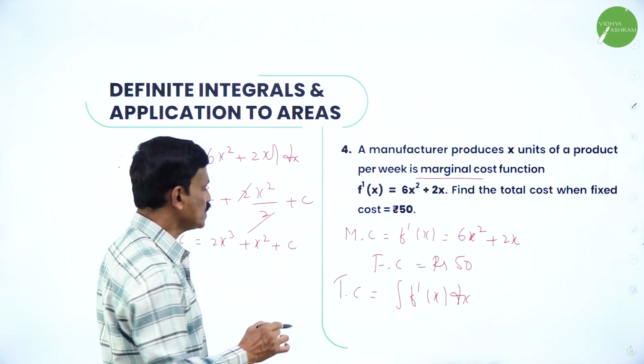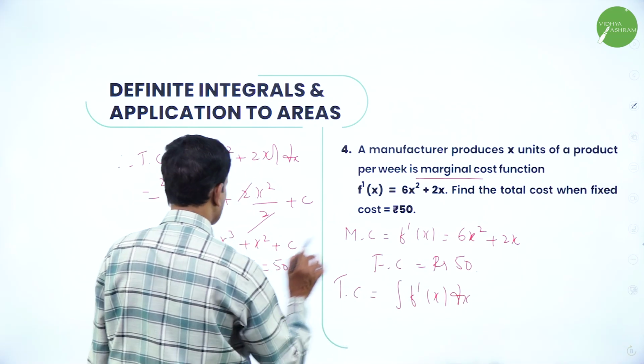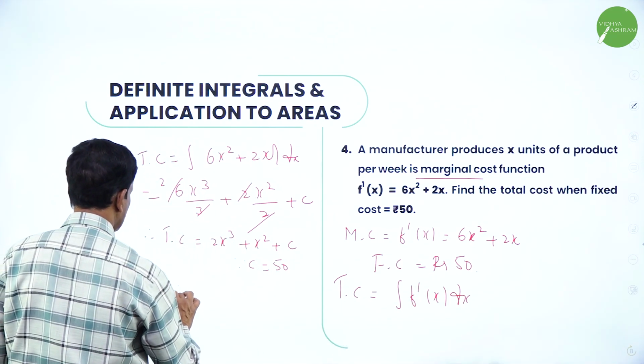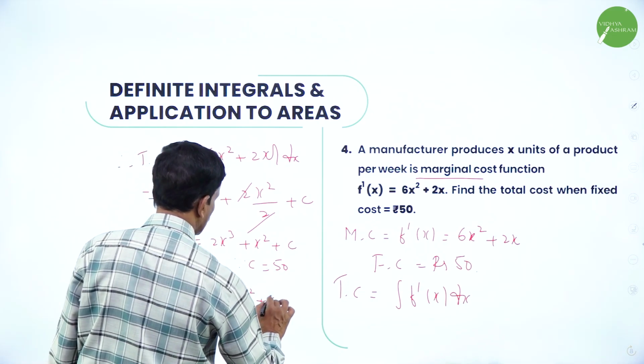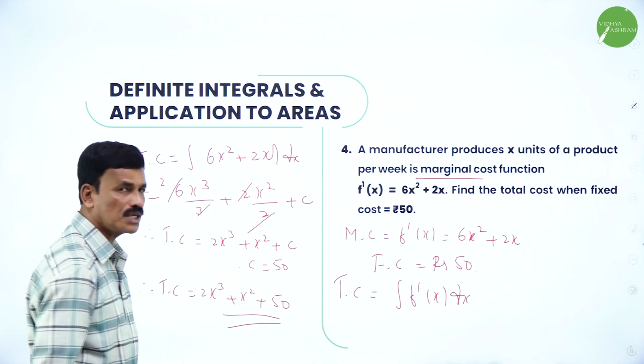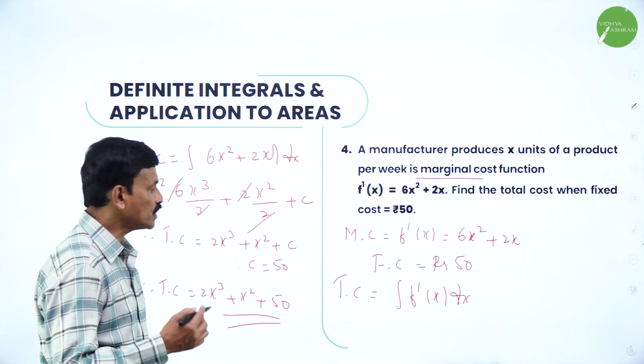Right. Since what is given? Since we know c is equal to 50, therefore the total cost is equal to 2x cube plus x square plus 50. That is the answer. 2x cube plus x square plus 50. That's it. Very simple. Okay. Now, move on to the next problem.